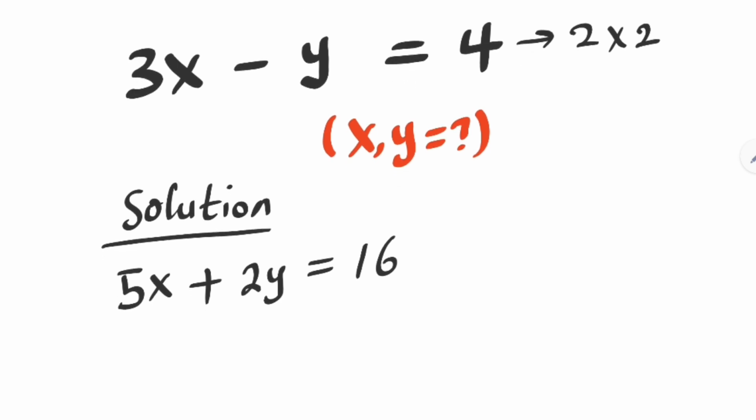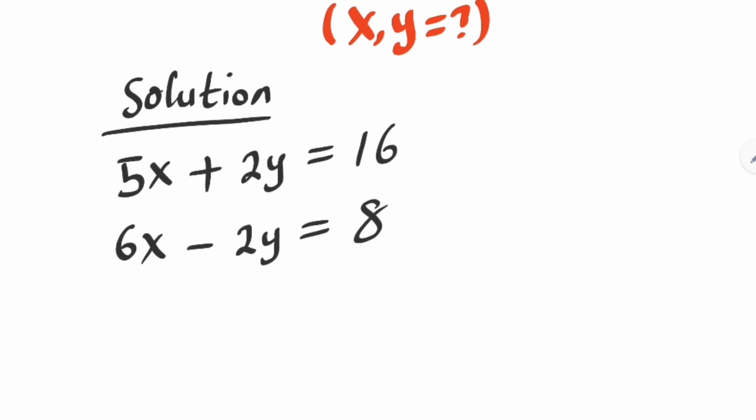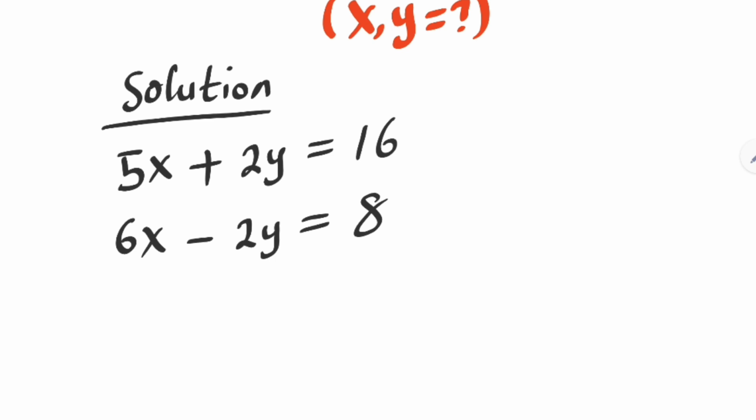This is 3x multiplied by 2, that is 6x. Then minus y multiplied by 2, this is minus 2y, is equal to 4 multiplied by 2, this is 8. Now with this, you can easily eliminate y. Let us add the two equations together.